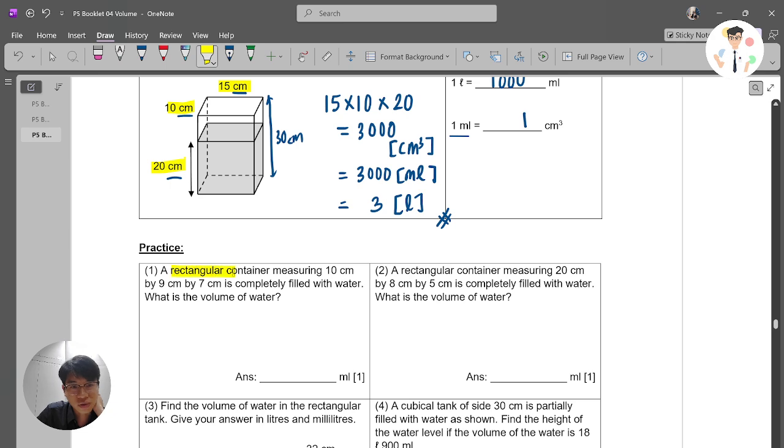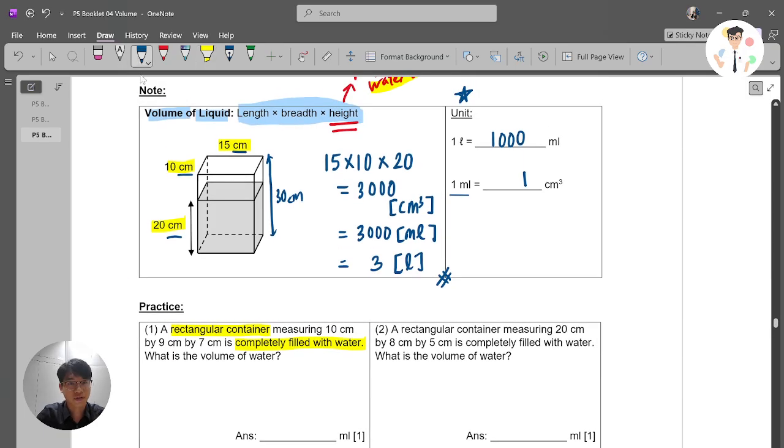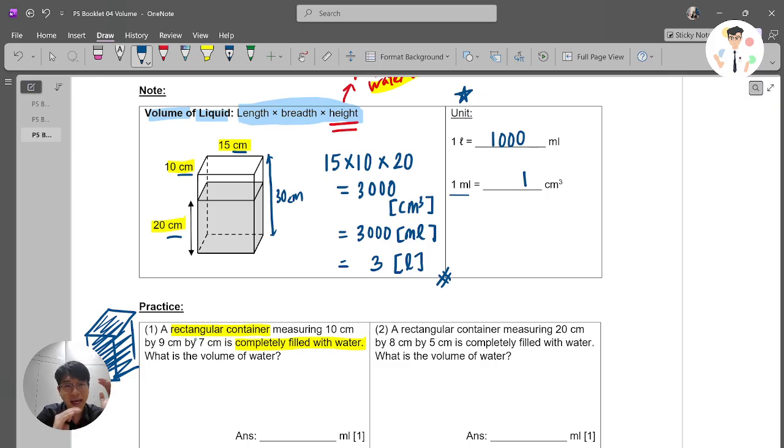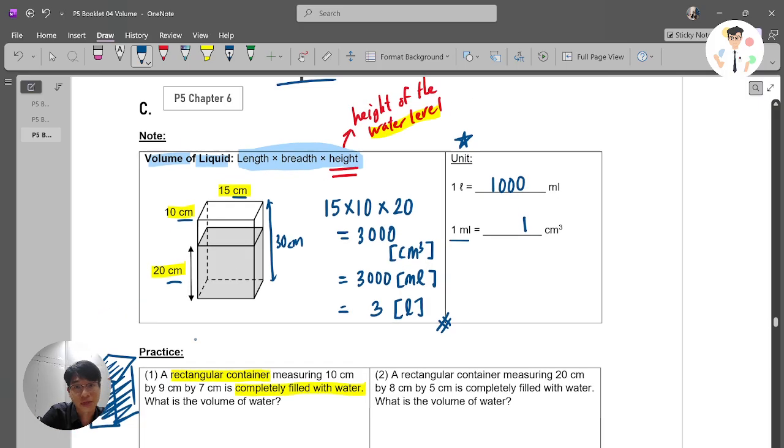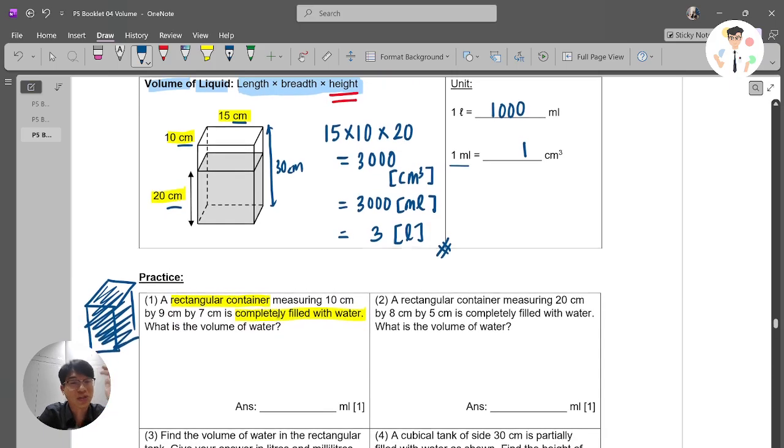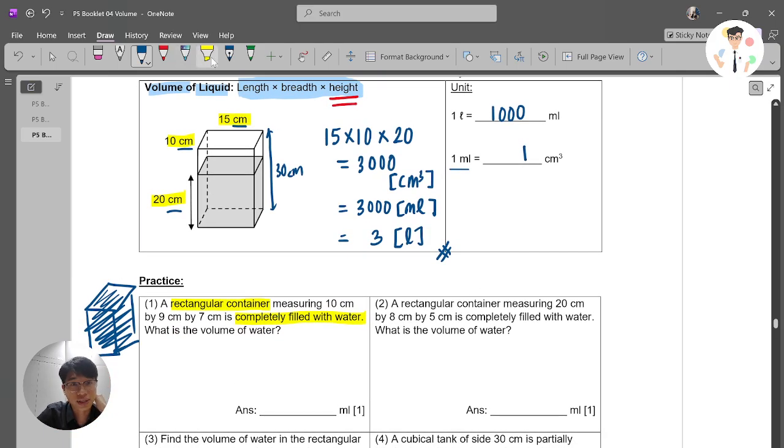A rectangular container, so you know it's a rectangular container. If I use the words completely filled with water, what does that mean? It means that if I have a container that looks like this, for example, the water is full, the whole thing. It means that the height of the water level, which I mention here, is the same as the height of the container. Very good. That is actually the key idea. You can see some of the words they use: completely filled with water. Here also they use the words completely filled with water.